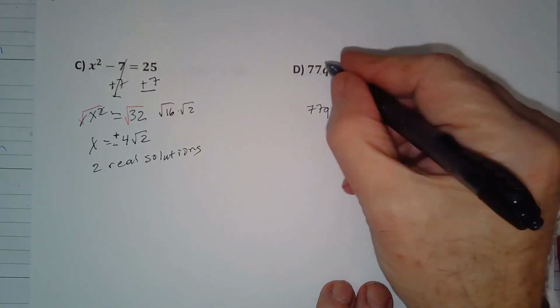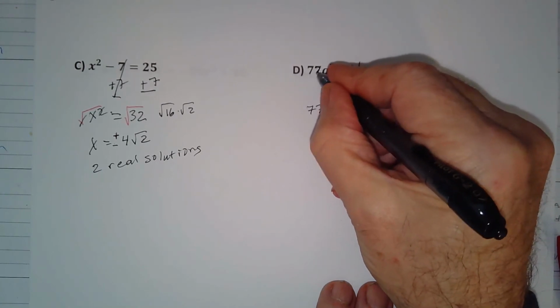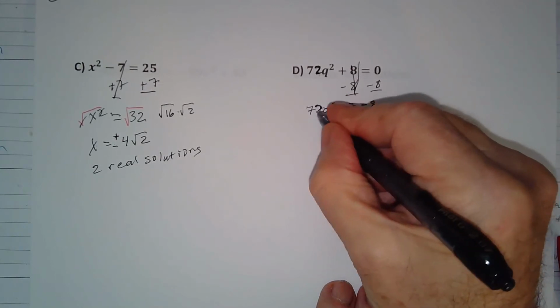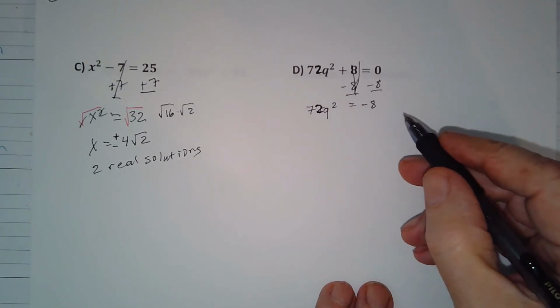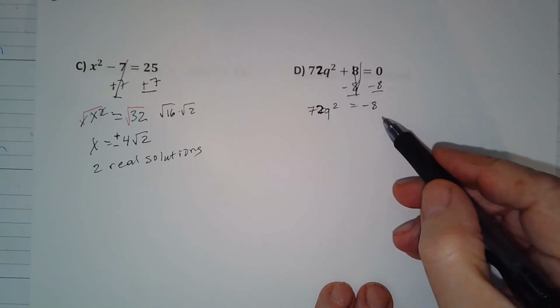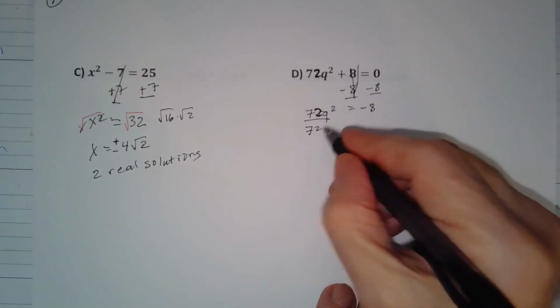Oh, this is 72. This is 72. I wrote this down wrong, so let me fix that. I just realized I wrote it down incorrectly. So 72q squared equals negative 8. Now we divide by 72. So please correct this problem.